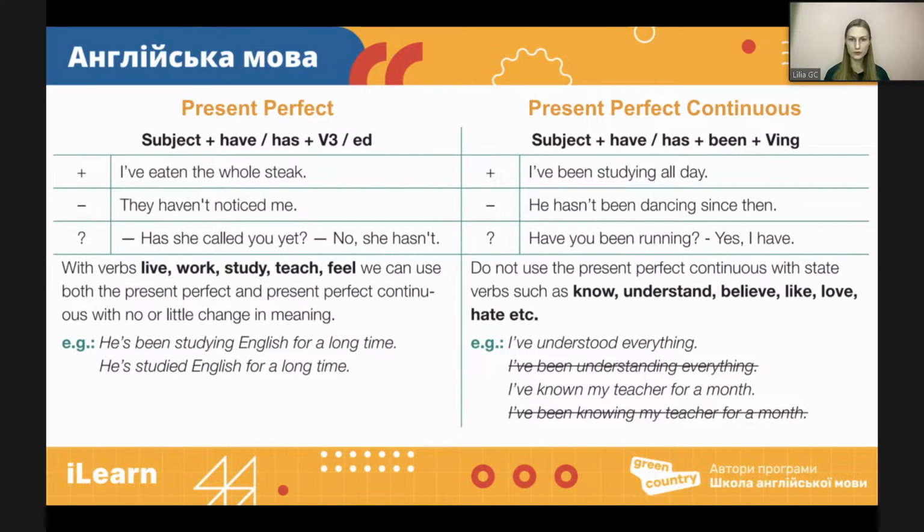And we never use the words like know, understand, like, and so on in continuous, even when we mention some duration. Like, I've known him, not I have been knowing, because we cannot use know in continuous. I've known him for many years. Just because ing doesn't work there.